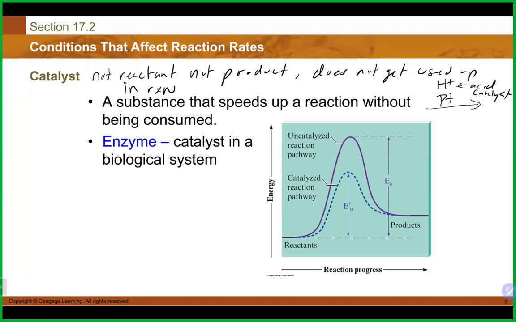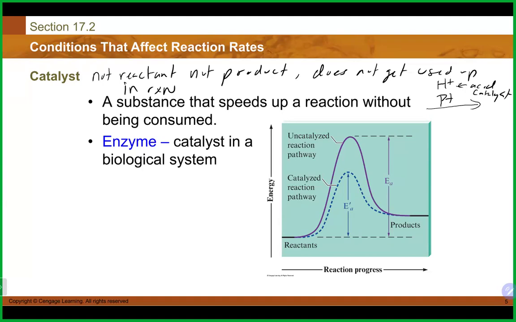What a catalyst does, because it's not really a reactant, not a product, and it really doesn't get used up in the reaction, as we might have addressed before, is find, I would put it this way, a more efficient way for this reaction to take place. So a more efficient way for it to do that.